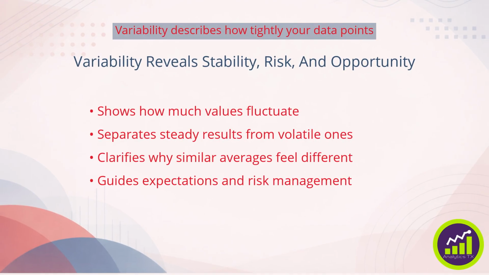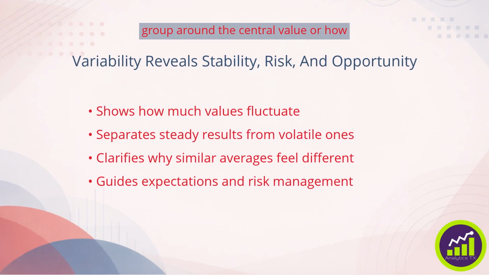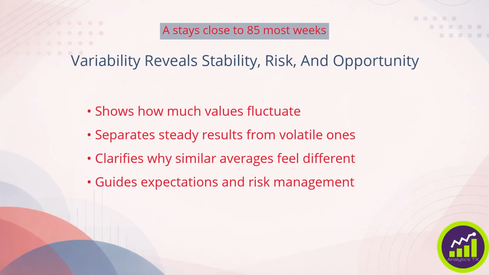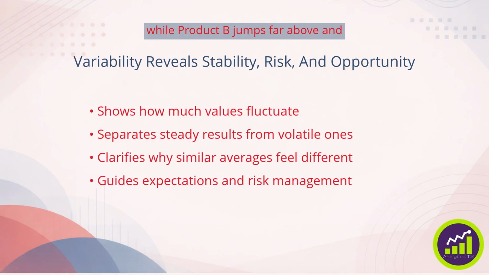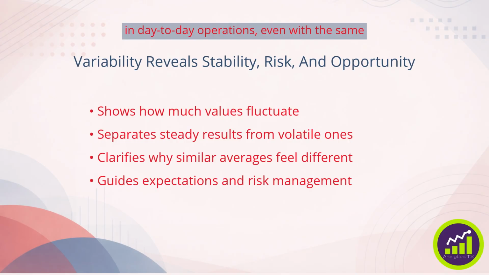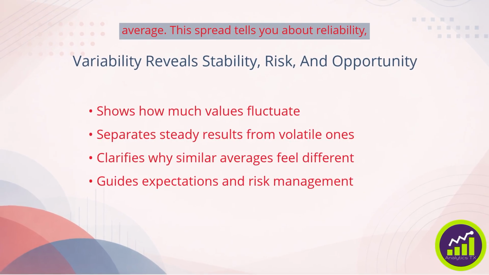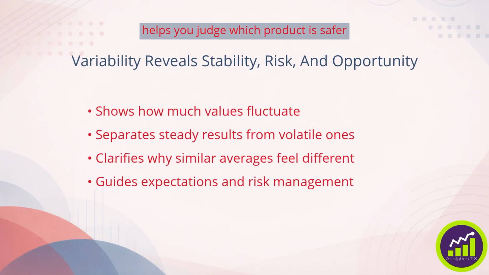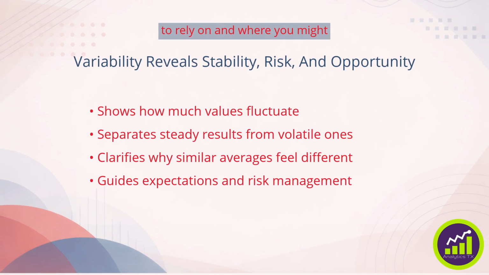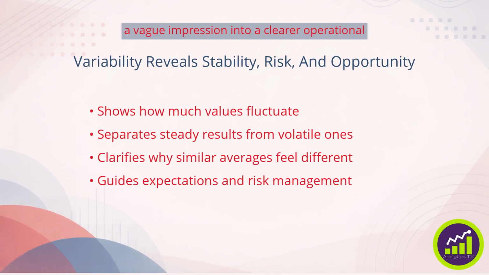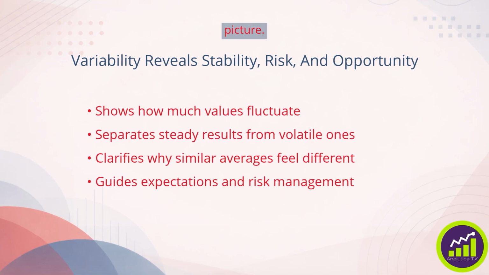Variability describes how tightly your data points group around the central value or how far they tend to stray. If product A stays close to 85 most weeks, while product B jumps far above and below 85, they will feel very different in day-to-day operations, even with the same average. This spread tells you about reliability, predictability, and the potential for surprise in your results. For business, that means variability helps you judge which product is safer to rely on and where you might expect swings in demand or performance. Thinking about both central tendency and variability turns a vague impression into a clearer operational picture.